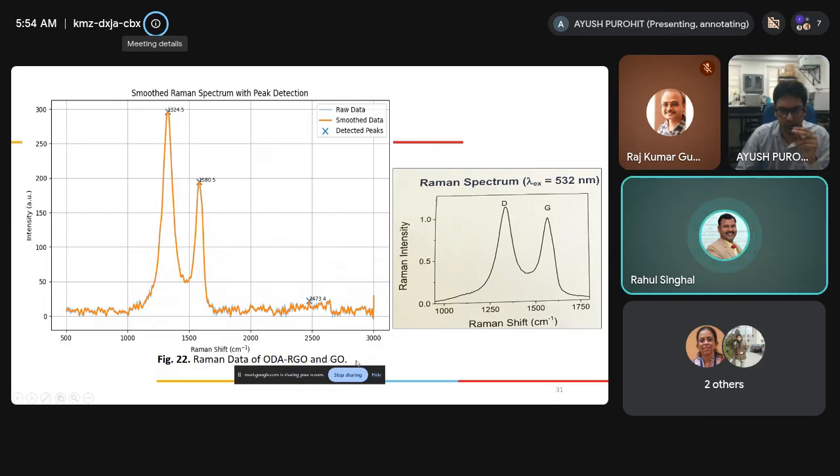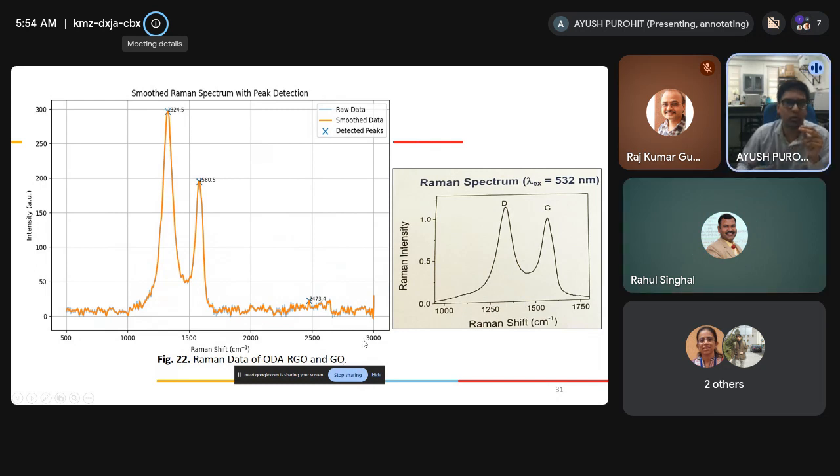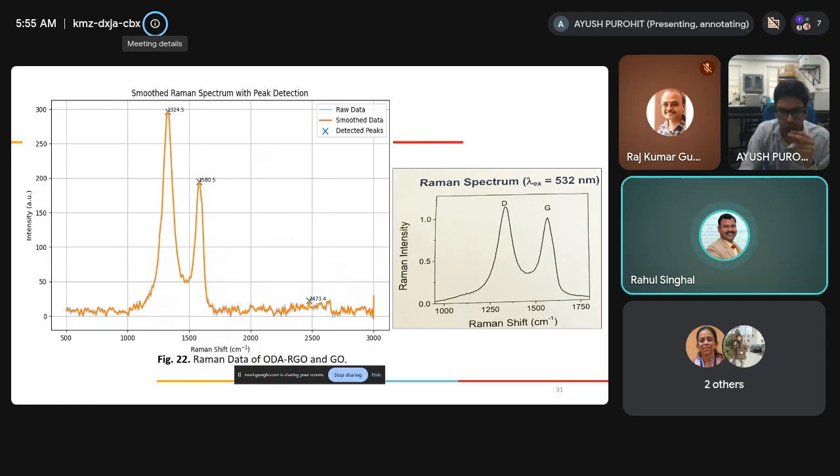If it's going above 1, above one it shows that some long alkyl chain or some carbon molecule and other different defects are attached to the RGO. Sir, by mistake I wrote GO here. This is RGO here. Sorry, this is by mistake written here as GO. ODA-RGO and RGO, the comparison. The right hand side is RGO. Okay, please go ahead.